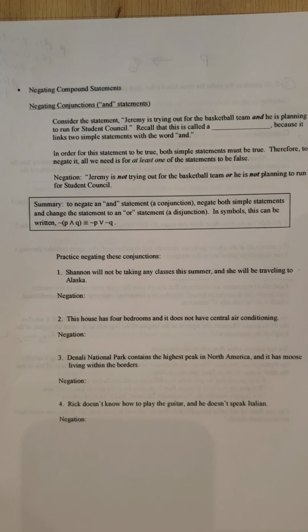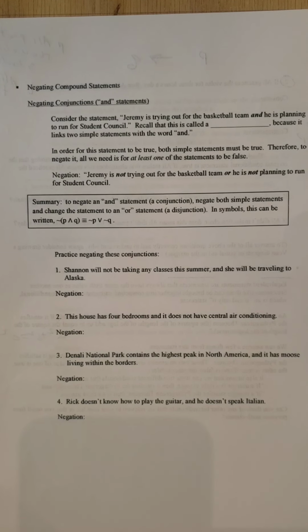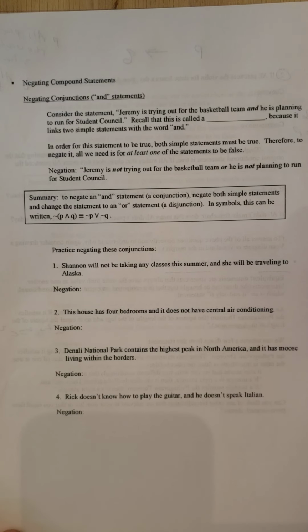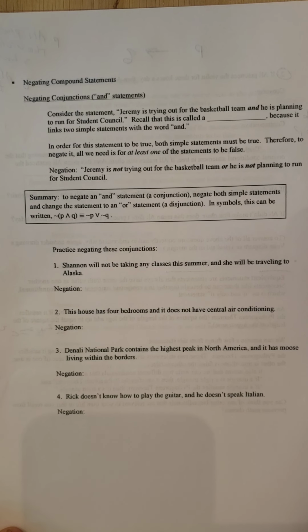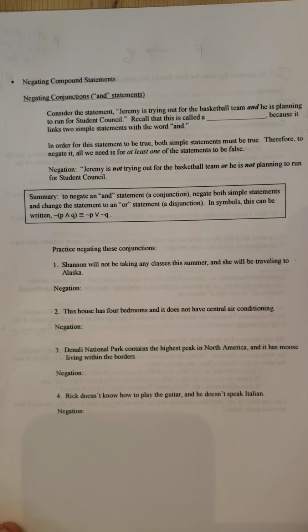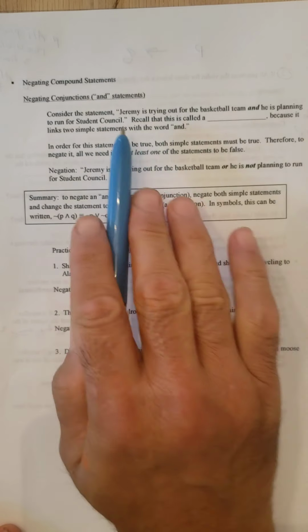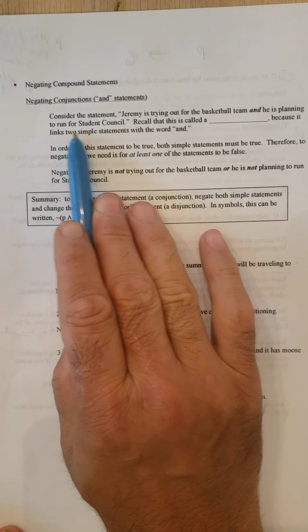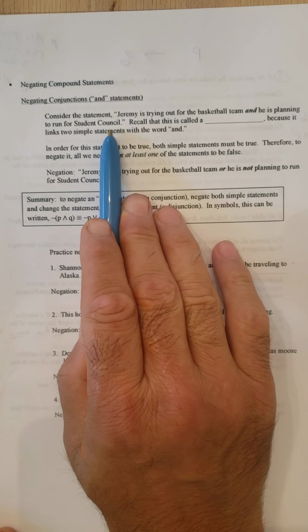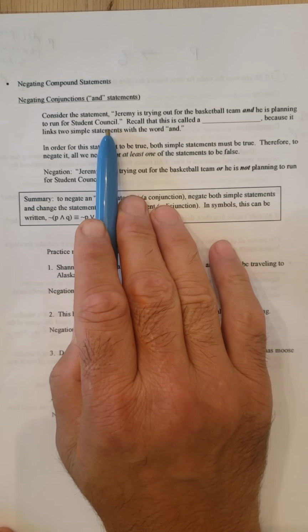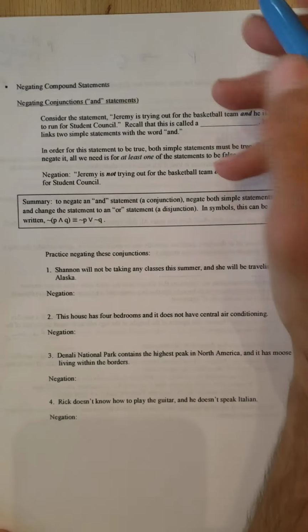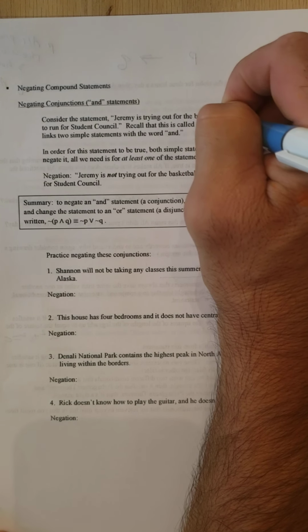All right. Now we're going to get into De Morgan's laws, okay? Which hopefully you've looked at a little bit. Okay. But if we consider the statement, Jeremy is trying out for the basketball team and he is planning to run for student council. Okay. So this was the and statement. This is a conjunction.